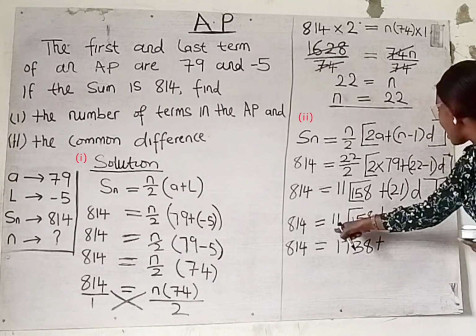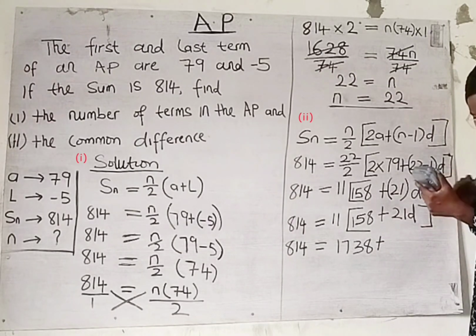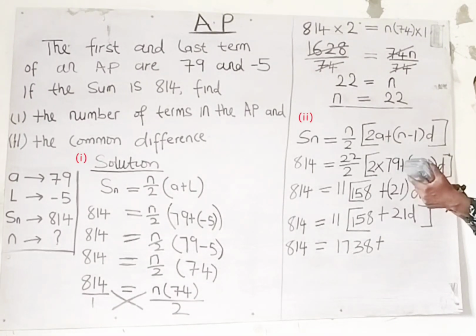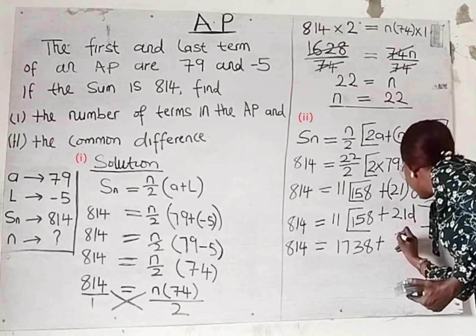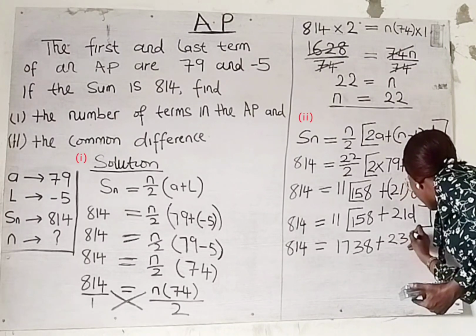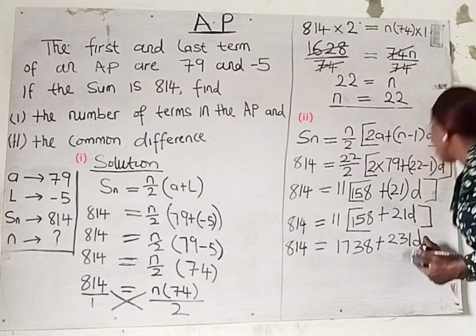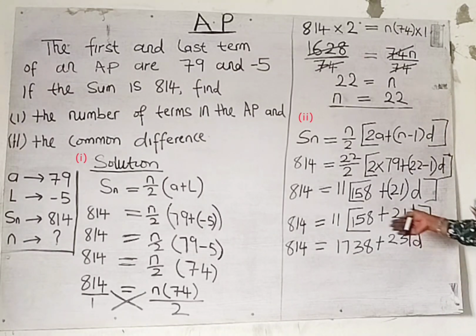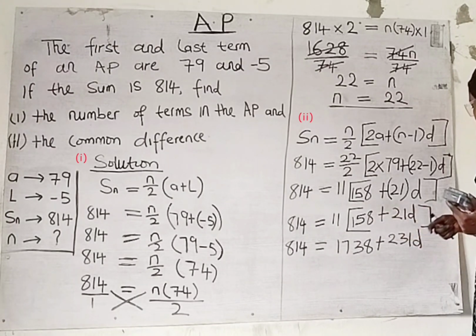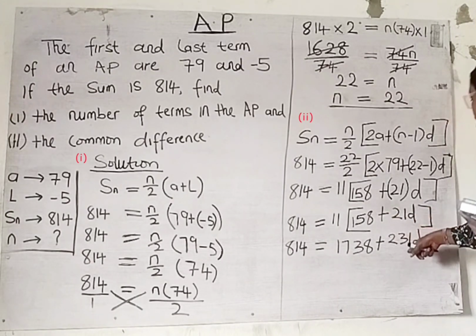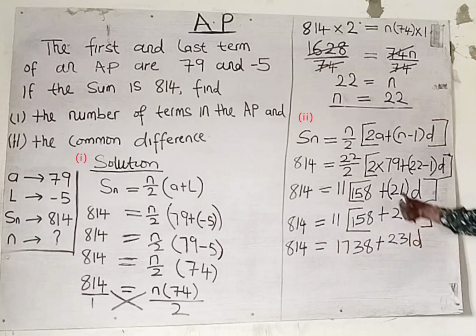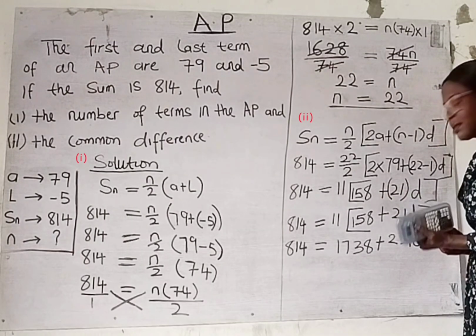I say 11 times 21. 11 times 21 is 231. We have 231, put the D. Okay, we have opened this bracket. So what next? I collect like terms. I look at it. 231D has D, and 814 and 1738 do not have D. So I collect two of them together. They are like terms.